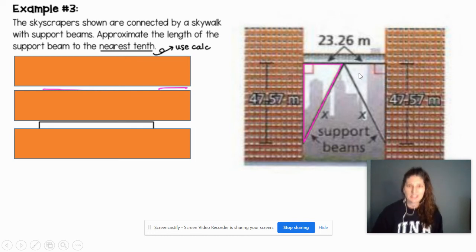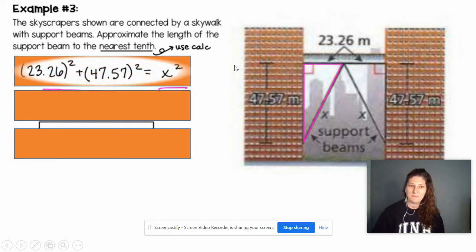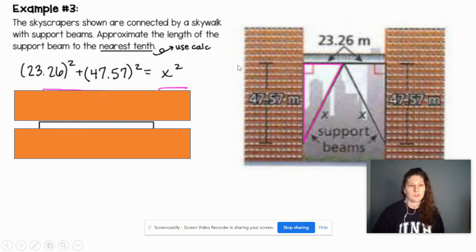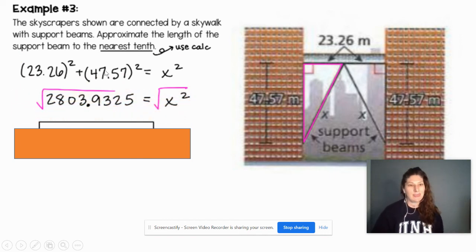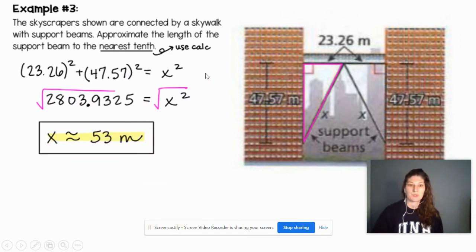Now, because the directions say to round, that's how I know that I should get my calculator. But I'm going to treat it like the other problems. So I'll plug it into my Pythag theorem. I'll use my calculator, square those numbers, and then I also combine them. And then to get x squared by itself, I took the square root. Now, when you round to the nearest tenth on this problem, it ends up being approximately 53 meters.